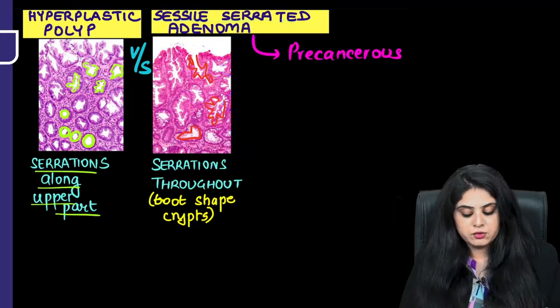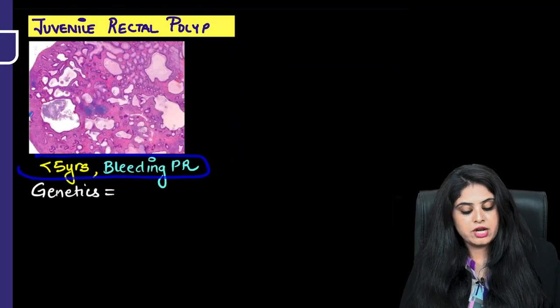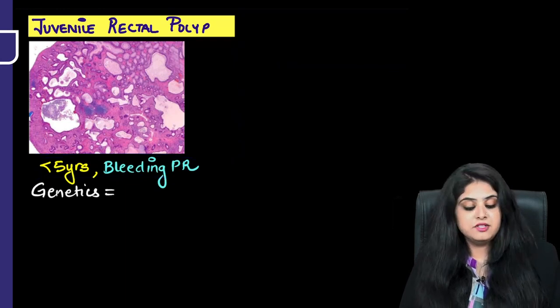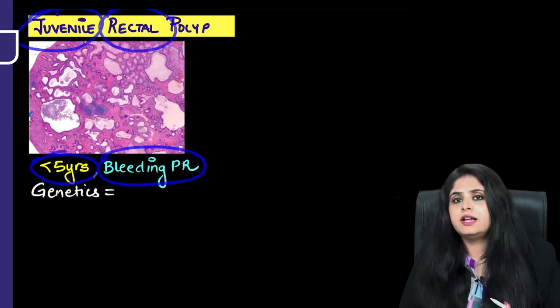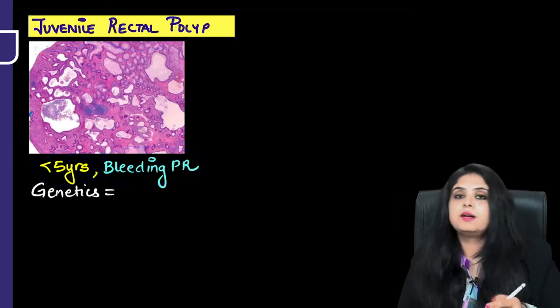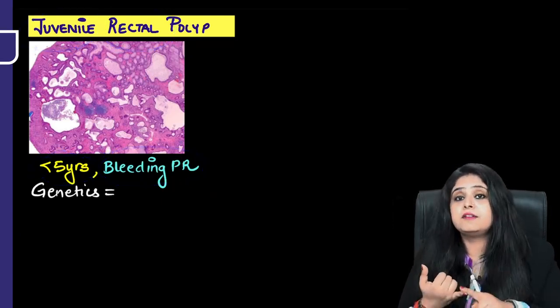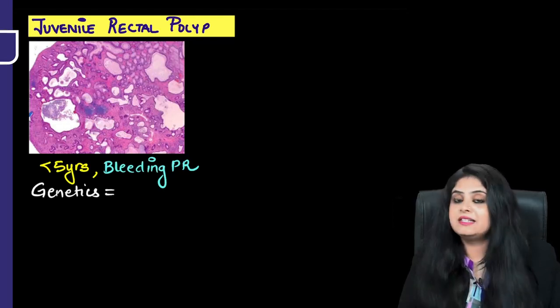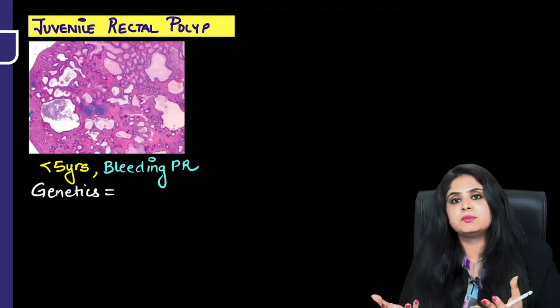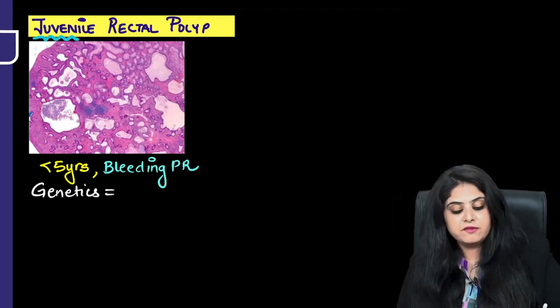Sorted? The next one: if they give you a history of a 5-year-old child with bleeding PR, 5-year-old child means juvenile, bleeding PR means rectal polyp. And this question has come in NEET 2019, in FMG 2020 and in NEET 2023. So it's quite an important question. Sometimes image, sometimes theoretical. They will always give you a 5-year-old child with bleeding PR.